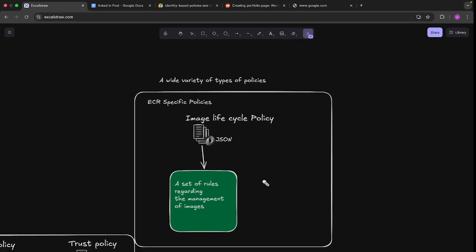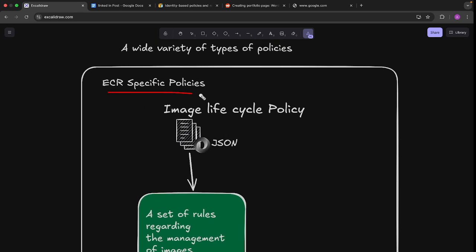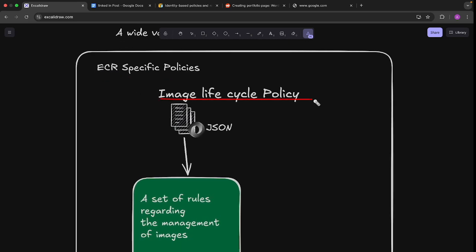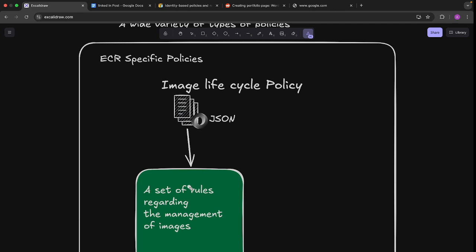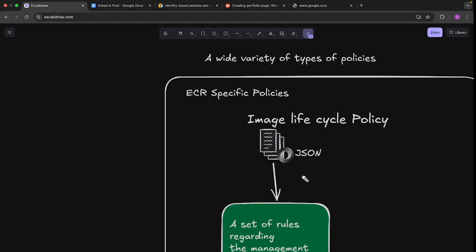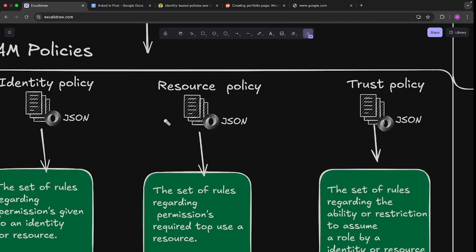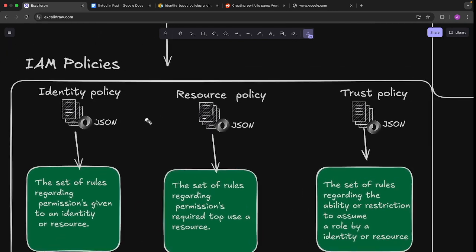For example, ECR service uses what is known as an image lifecycle policy. The image lifecycle policy is a set of rules regarding the management of container images. One thing in common with these policies is that they're typically formatted as a JSON file, including the policies that the IAM protocol uses to function. The IAM protocol uses identity-based policies, resource-based policies, and trust policies.